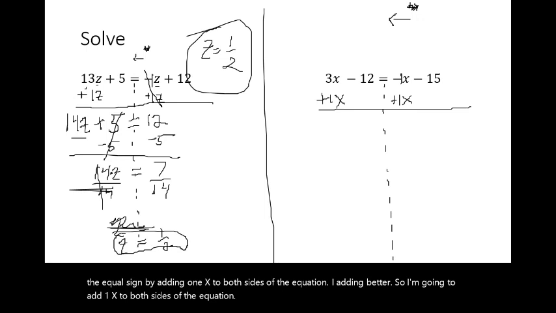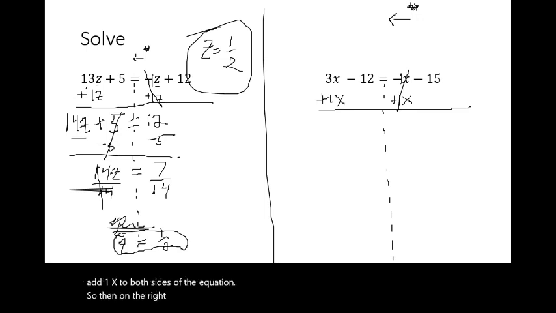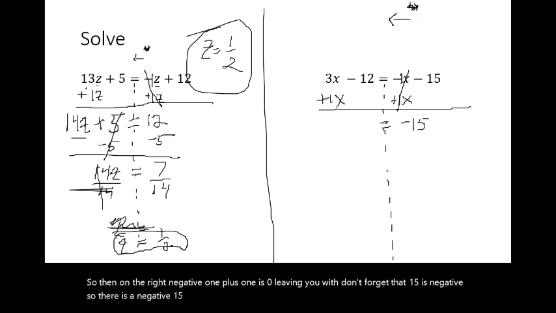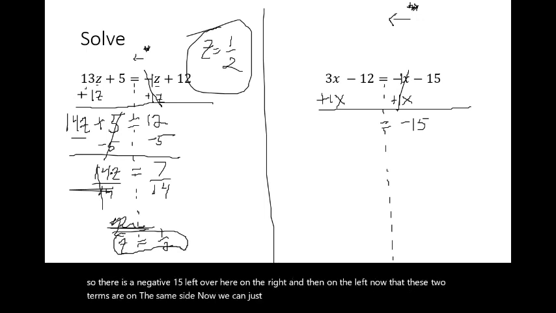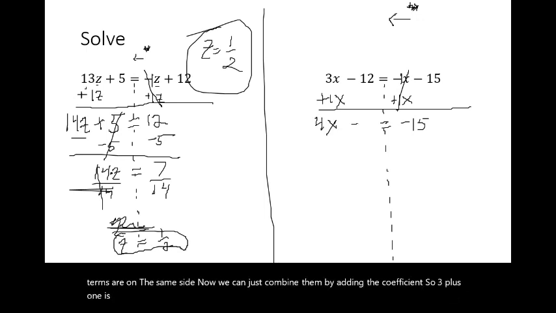So then on the right, -1 plus 1 is 0, leaving you with, don't forget that 15 is negative, so there is a -15 left over here on the right. And then on the left, now that these two terms are on the same side, we can just combine them by adding the coefficients. So 3 plus 1 is 4x, and then I'm going to leave the -12 alone.